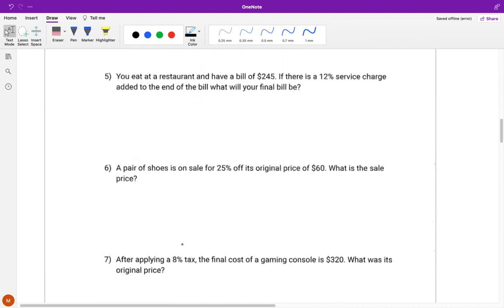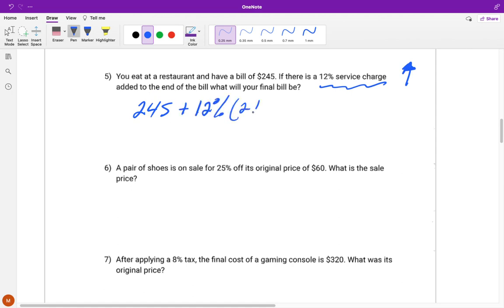All right, number 5. Here we have a service charge. Service charge is what we are going to pay for the service that they provided, so it's increasing it. So we eat at a restaurant that has a bill of $245, and we're paying a service charge of 12%. So we're adding that to our bill. We're taking 12% of 245 and then paying that on top of it. And 12% of 245 is equal to 29.4. So it becomes 245 plus 29.4, which is going to give me $274.40.